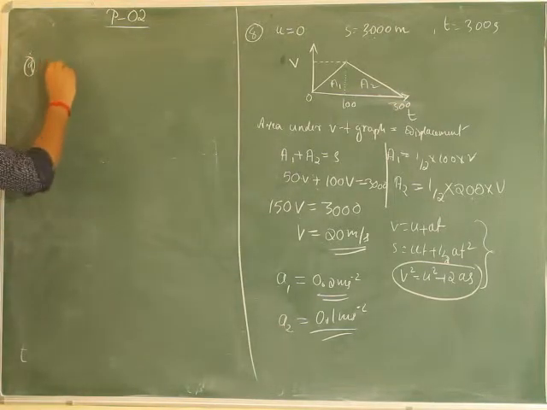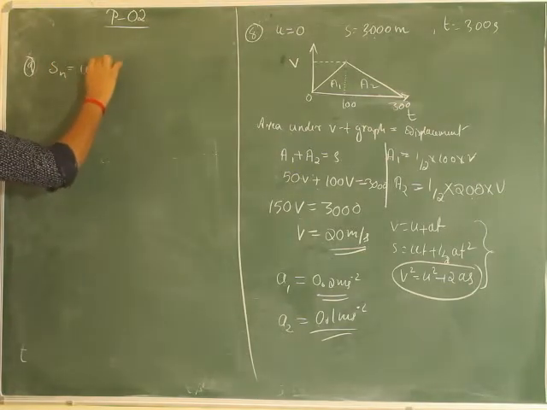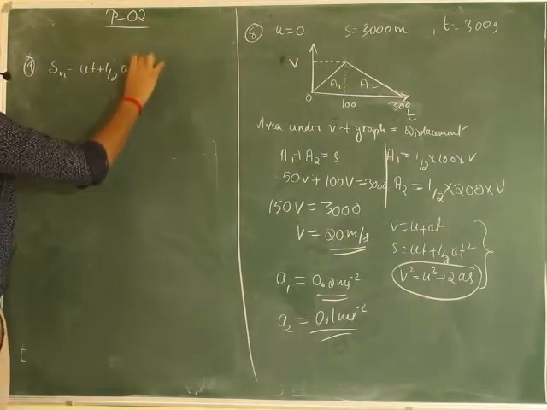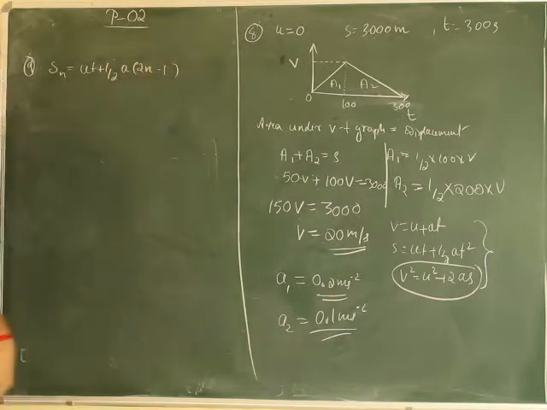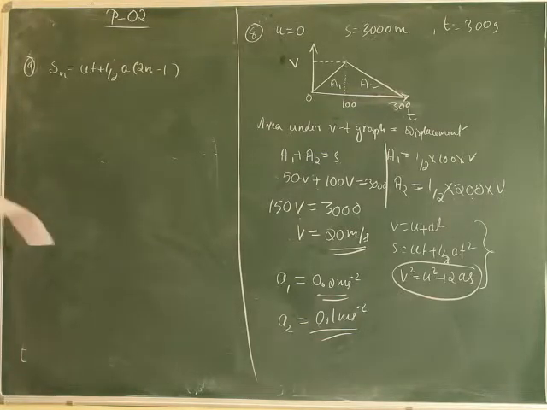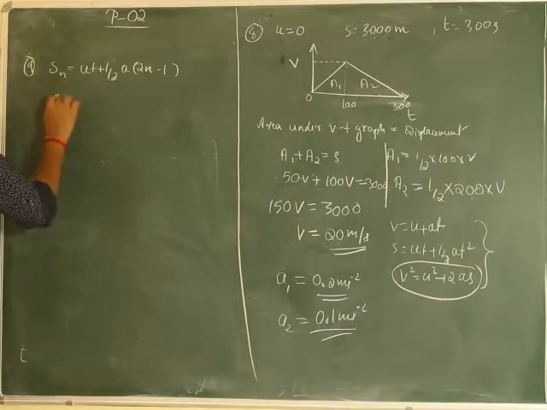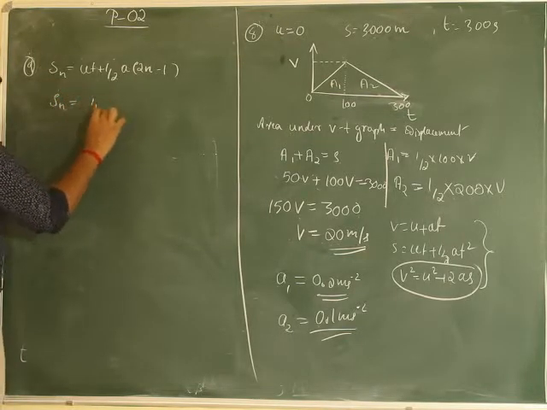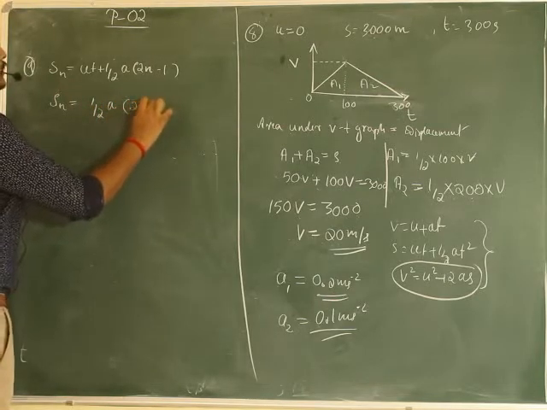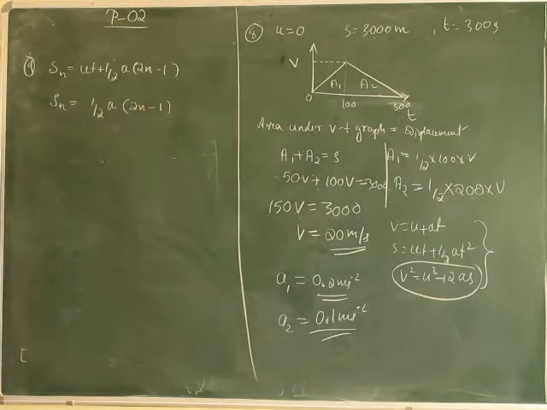So distance traveled in the nth second, what is the formula actually? Sn equal to ut plus half a into 2n minus 1. It's dropped from rest, it's a free fall, correct? It's mentioned at the last: the initial velocity of the ball is 0. That means Sn is equal to half into a into 2n minus 1. What else have they mentioned? You have to find out the ratio for the second, third and fourth second.